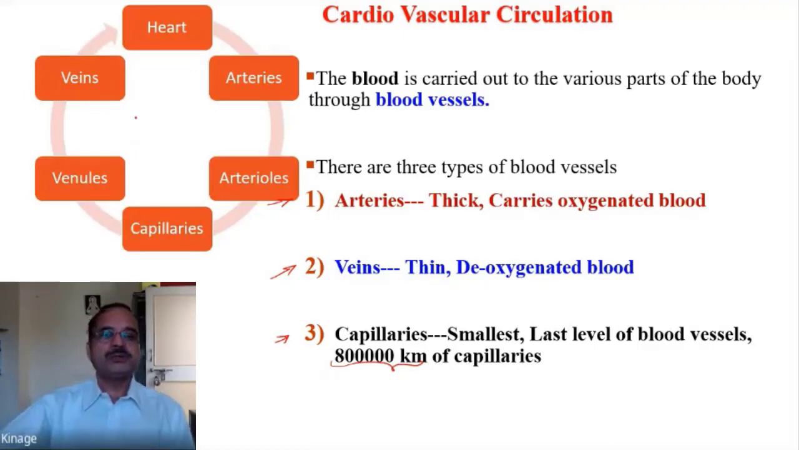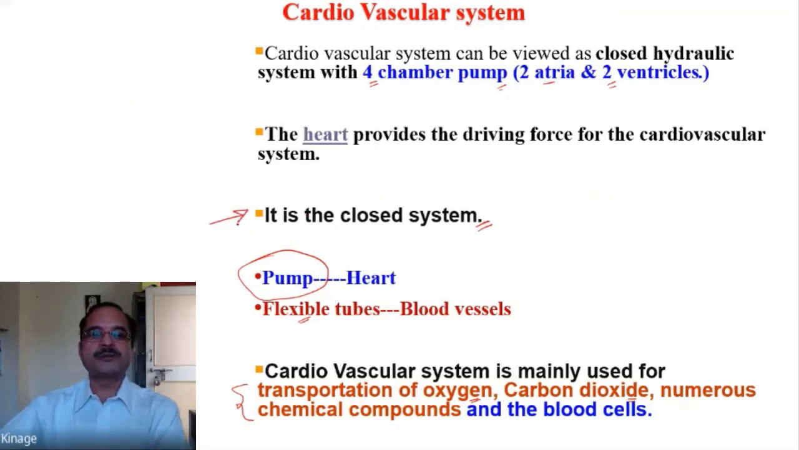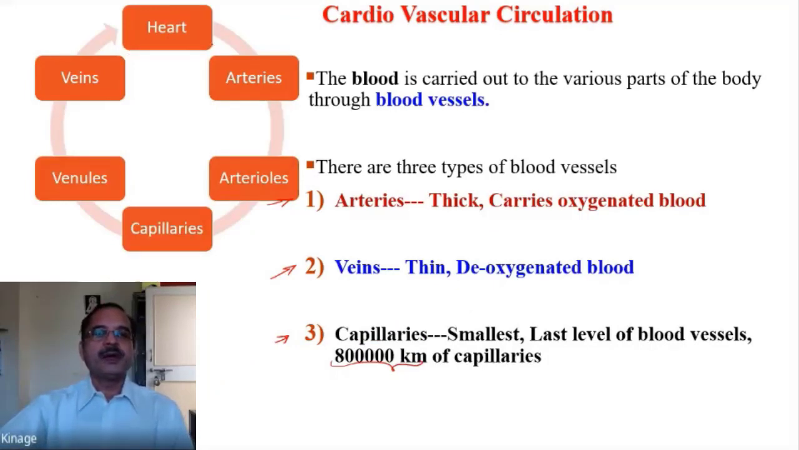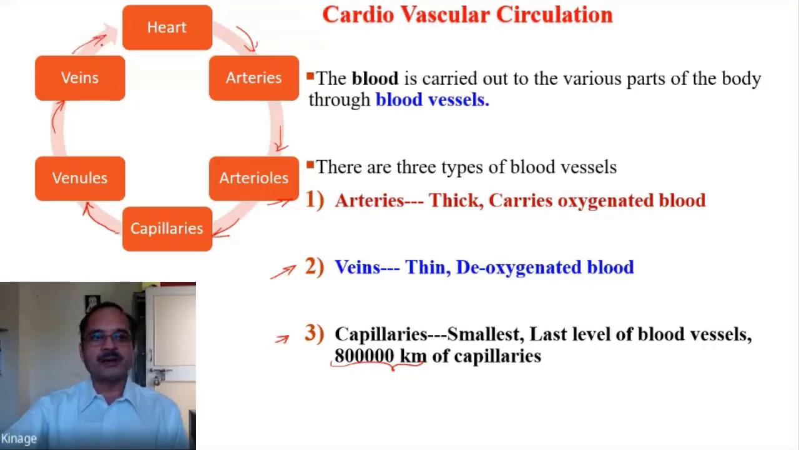Okay. Now, this diagram shows, as I told in the previous slide, it is a closed system. So this is what is indicated by this diagram, right? It is a heart. Heart supplies the pure blood to arteries. Then from arteries, it goes to arterioles. From arterioles, it goes to capillaries. Capillaries are, as we have seen, the smallest, last level of blood vessels. Then from capillaries, it goes to venules. Now the capillaries also collect the impure blood from the cells, deoxygenated blood, and then through venules, it goes to the vein, and then veins supply this deoxygenated blood to again heart. So this is the closed system.